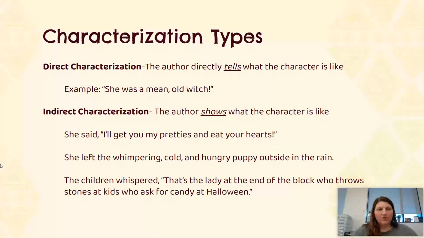So in the first example for direct characterization, she was a mean old witch. The author is directly telling us what the woman is like. She is a mean old witch. We don't have to infer anything. There are no clues here. The author's being very straightforward.